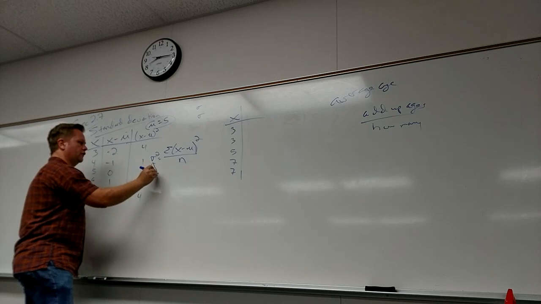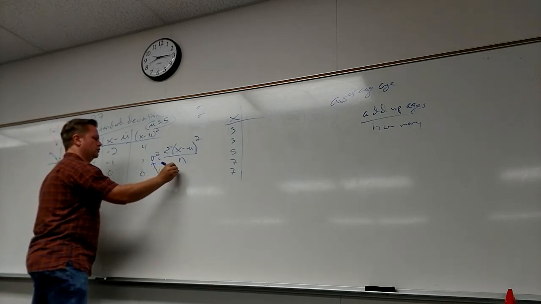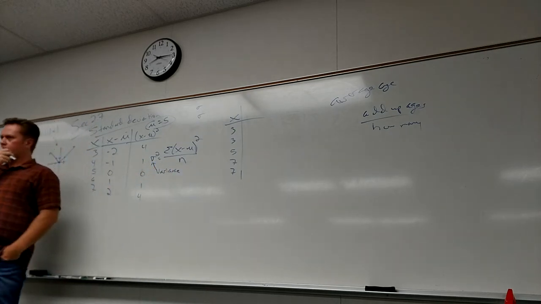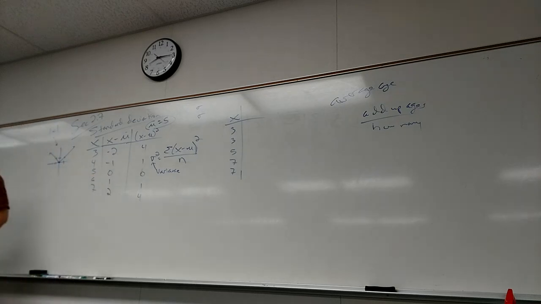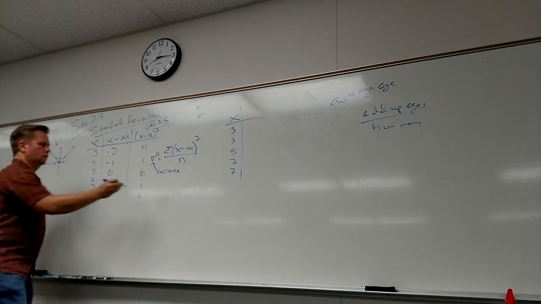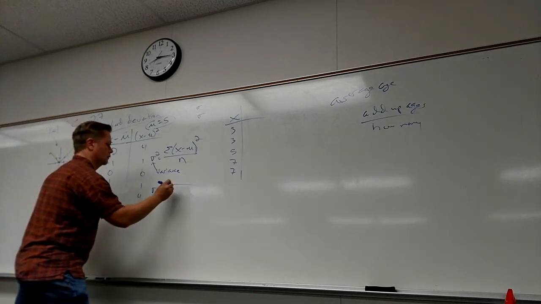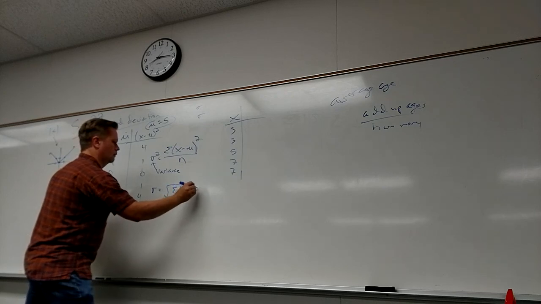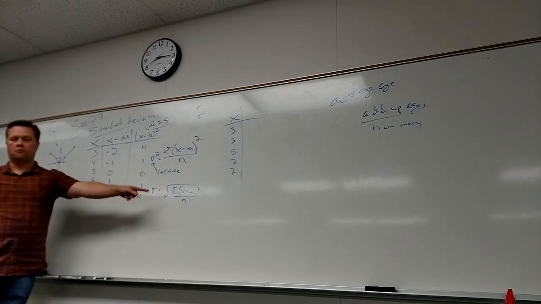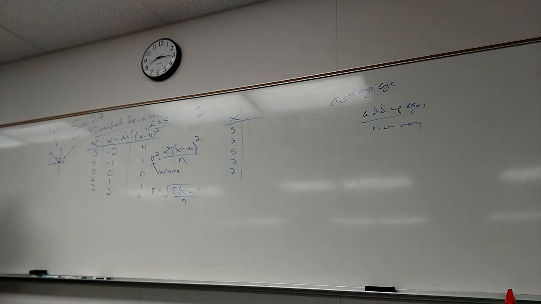This is called the variance before I take the square root. This is called the variance. That name kind of makes sense. It captures how things vary, how the square distances vary. Once I take the square root, that's called the standard deviation. So that's the formulas for those two things.